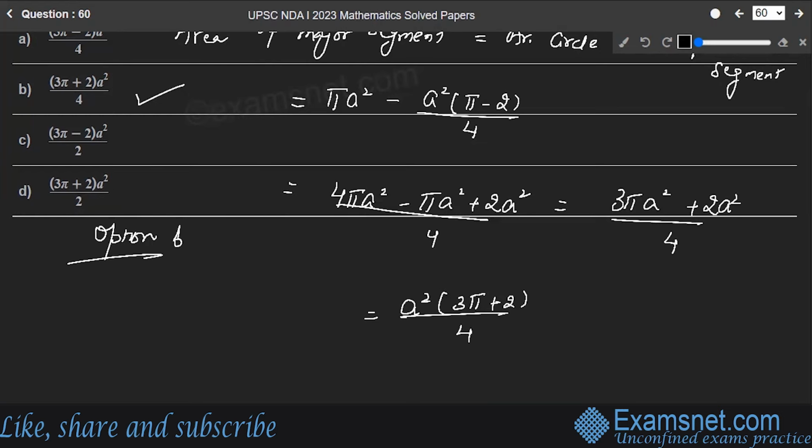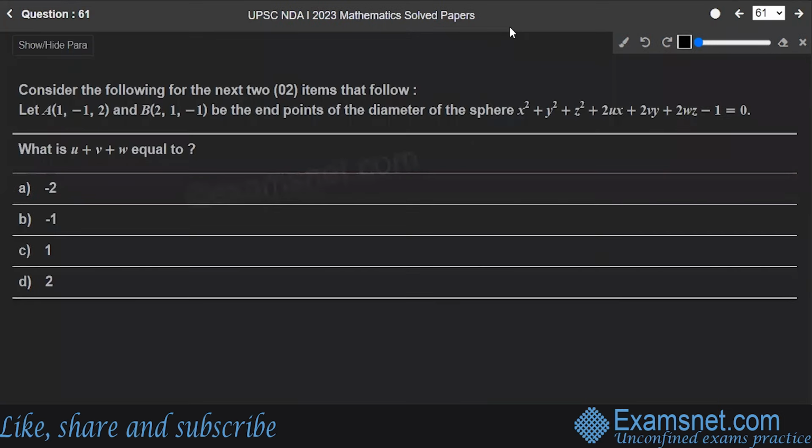Hope you got this. Let's move to the next question then. Question number 61. Same thing, 61 and 62 questions will be based on this statement. It says let A, which has these coordinates, and B, which has these coordinates, be the endpoints of the diameter of this sphere. Now the question is, what is u plus v plus w equal to? So basically, to answer the question, you need to find out the values of u, v and w. And how we can do that? First thing, if this is the given sphere, A and B, A has the coordinates 1, minus 1, 2, and B has the coordinates 2, 1, and minus 1.